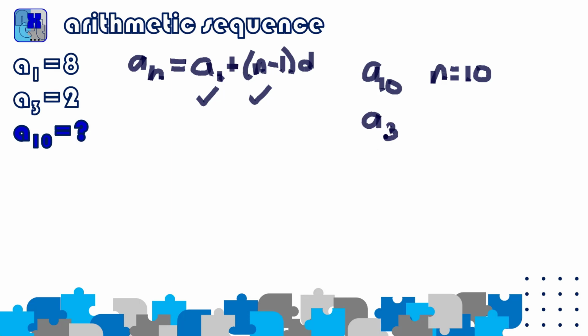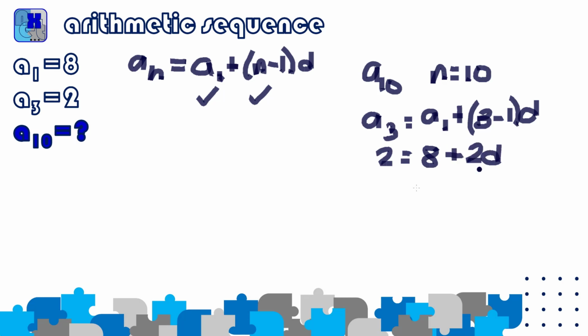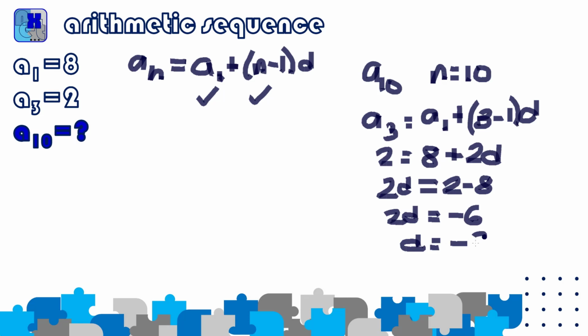a sub 3 is equal to a sub 1 plus 3 minus 1 times d, because that's your n. A sub 3 is 2. Your a sub 1 is 8. 3 minus 1 is 2, and then you will have times d. So by symmetric property, 2d is 2 minus 8. You will have 2d is equal to negative 6. Divide both sides by 2. Your d is equal to negative 3.